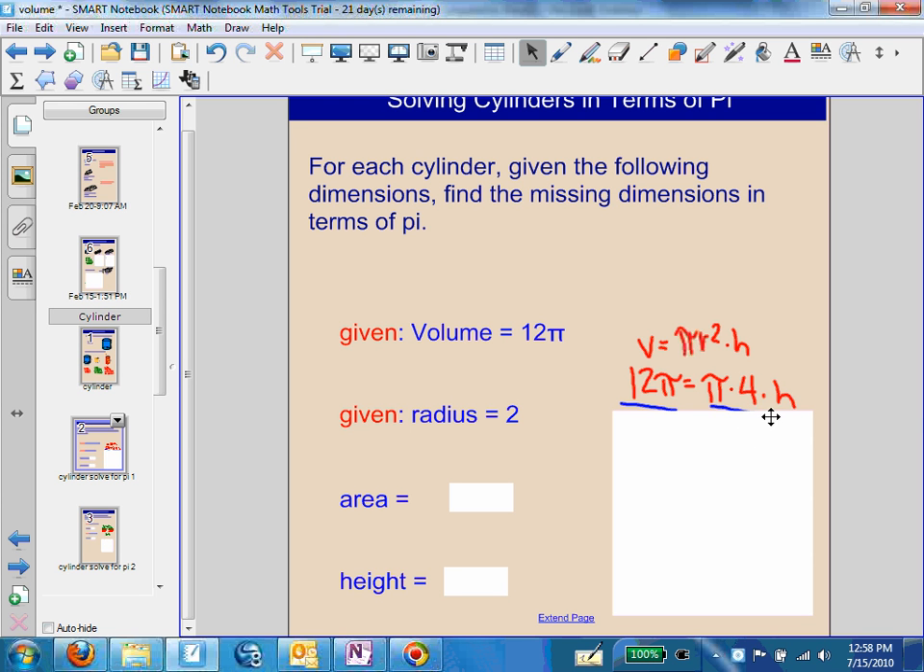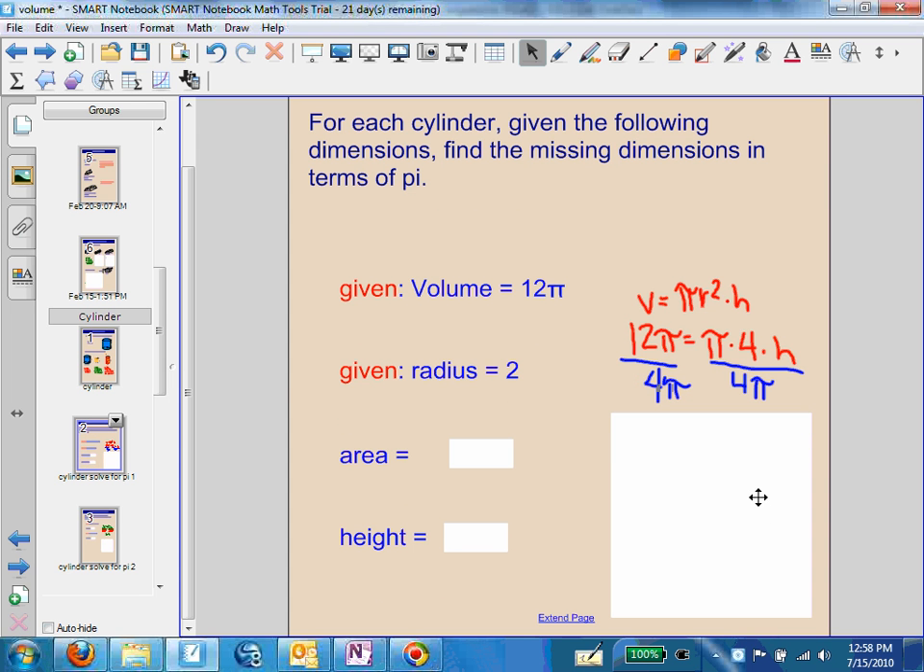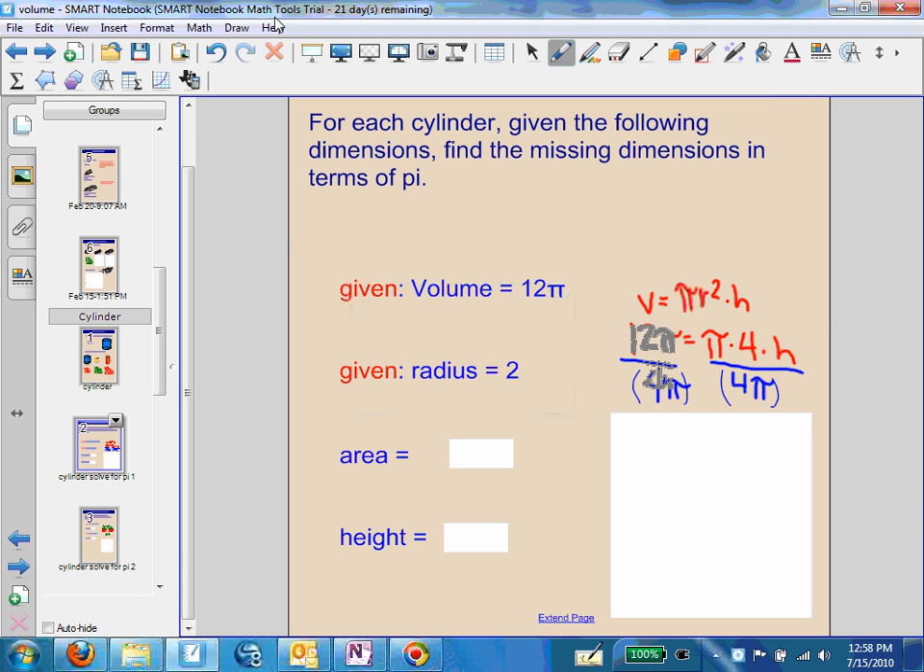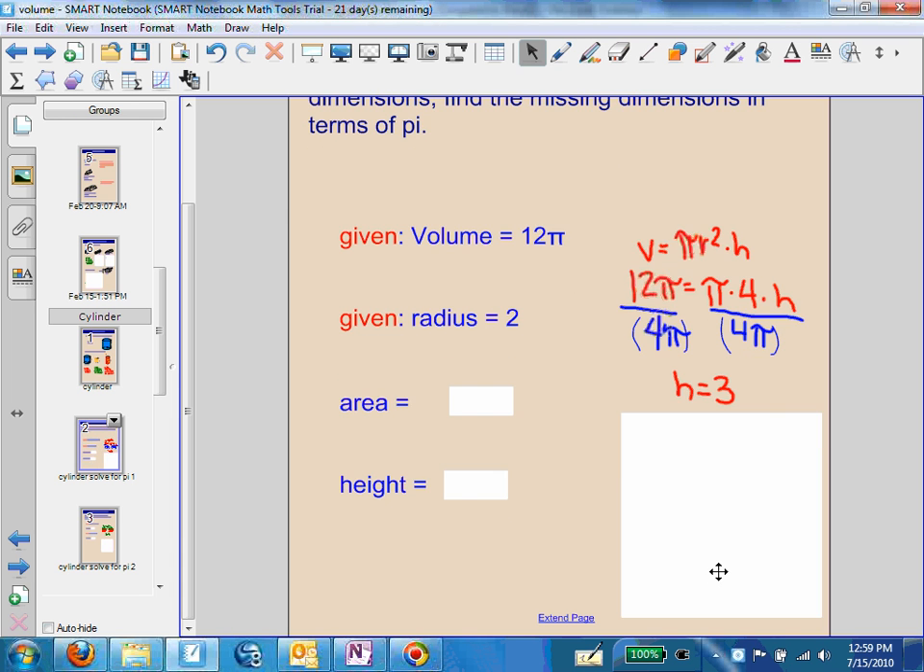So now we're going to try to get h by itself, and we do that by dividing by 4 pi on both sides. And when we do that, it's really important that we remember to put in our parentheses for our order of operations. Otherwise, multiplication will happen first. And then when you divide, you get height equals 3.